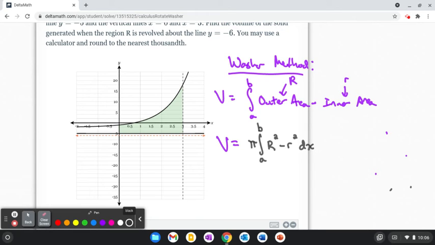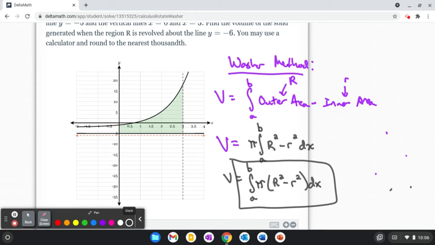So it's just the outer radius squared minus the inner radius squared. And again, each of those has a pi. You could also think of it this way: pi, and then the integral of big R squared minus little r squared dx. And that's the way that I'll probably type it in. It's like that.